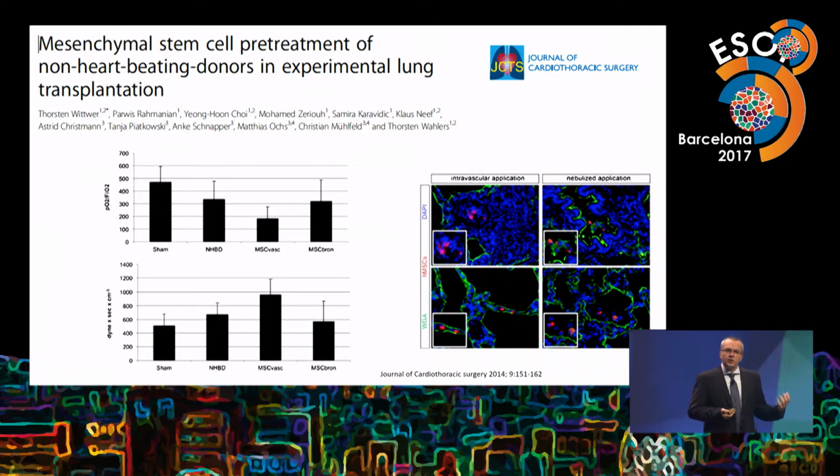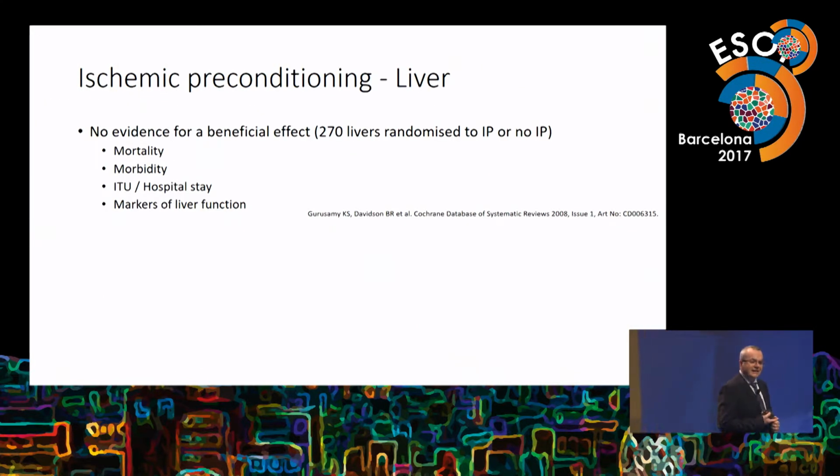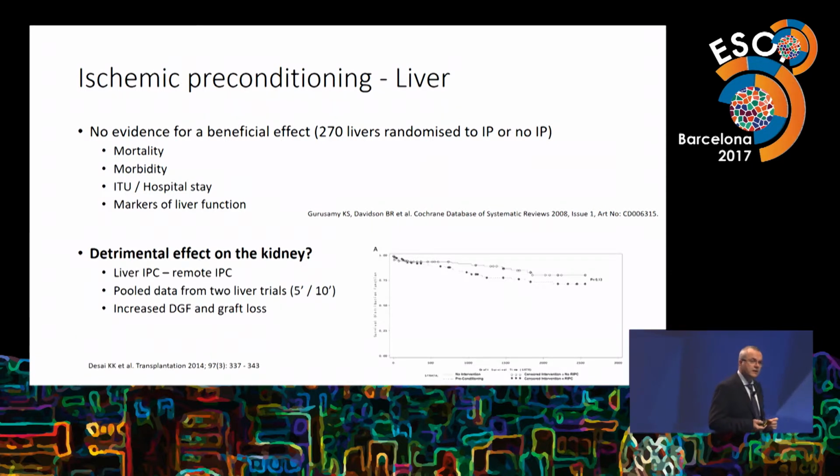So although the pharmacological strategies hold enough promise, I think it's still the physical ones that have made it to the clinic so far. Ischemic preconditioning has really not lived up to the expectation, because in this meta-analysis, it clearly showed that it has no beneficial effect on the liver, on any of the markers of injury in the liver or the outcome. But more importantly, pooled data from the two studies looking at ischemic preconditioning show that the remote effect on the kidney may actually be a detrimental one, because it showed an increase in delayed graft function and graft loss.